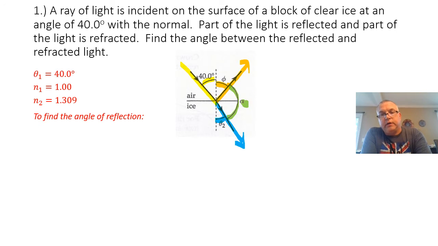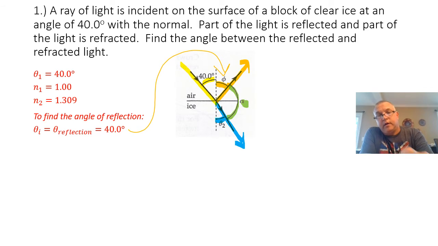So the first thing we need to do is find phi, or my angle of reflection. And to find the angle of reflection, I need to use my law of reflection. And I know that my law of reflection states that the angle of incidence equals the angle of reflection. So if my angle of incidence is 40 degrees, my angle of reflection is also 40 degrees. So I know that phi here is going to be 40 degrees.